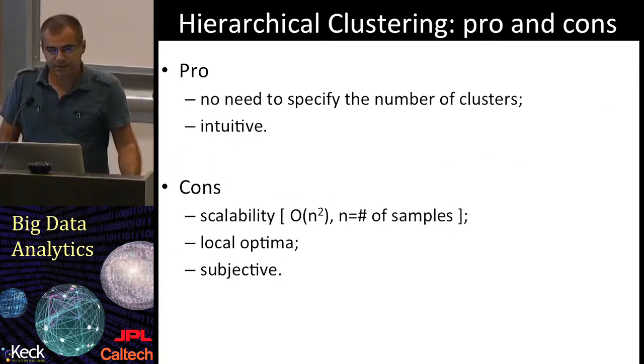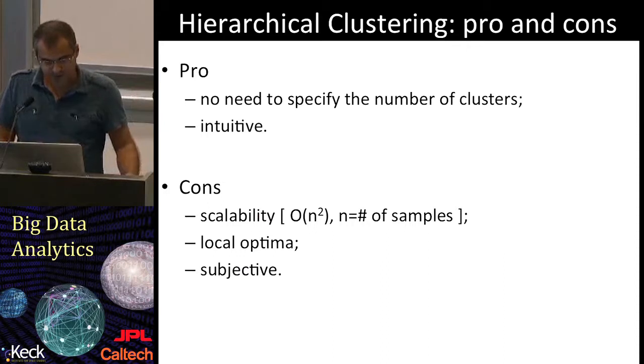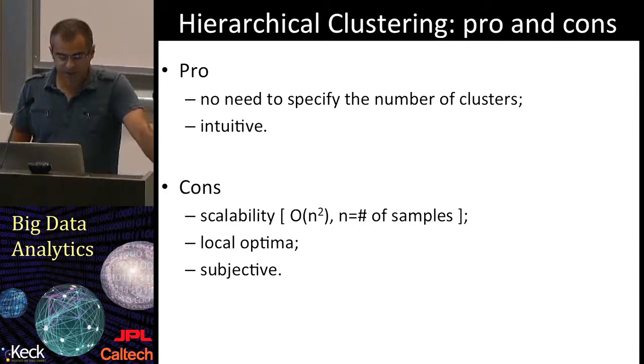Hierarchical clustering, of course, has some pros and some cons. One of the pros is that we don't need to specify in advance the number of clusters, and we can later decide where to cut in order to have the desired number of clusters. It's also intuitive because we are also used to think this way. Unfortunately, they do not scale well, and like any heuristic algorithms, local optima can be a problem.